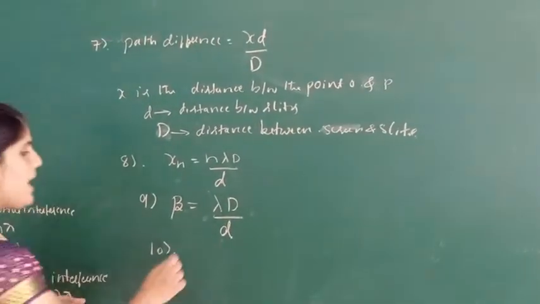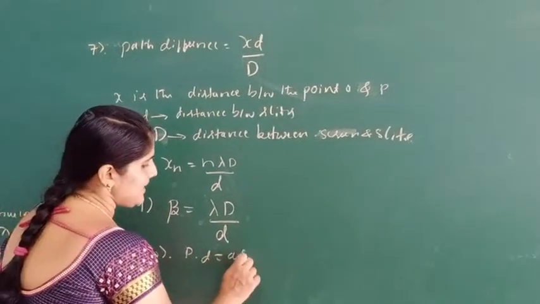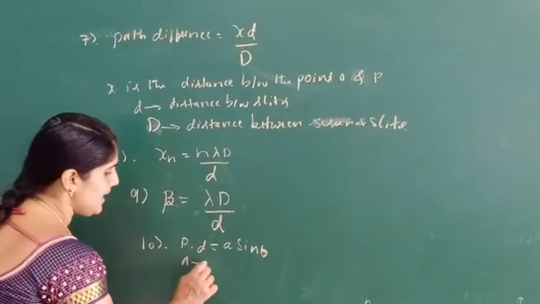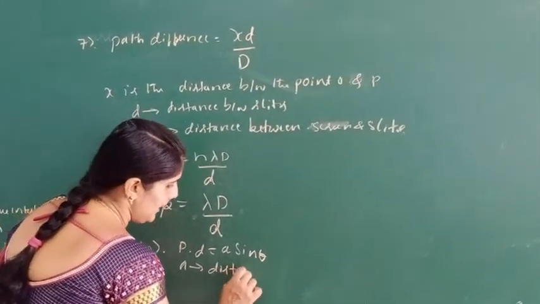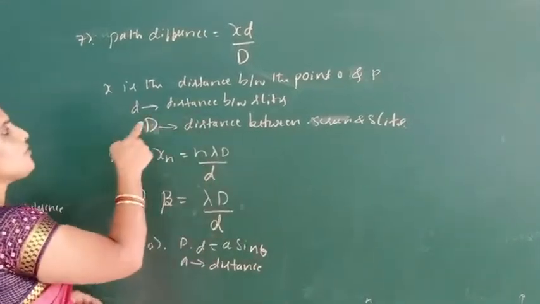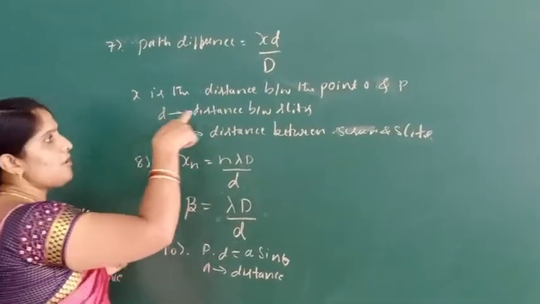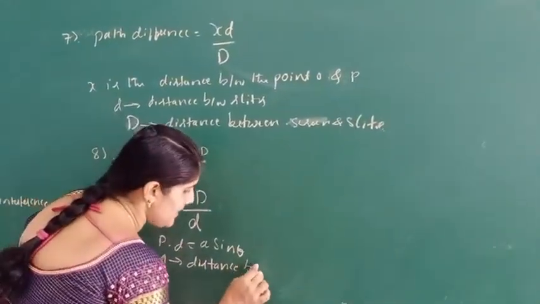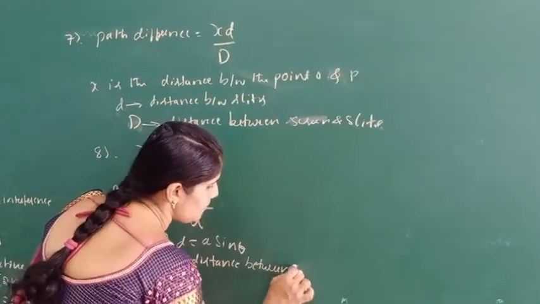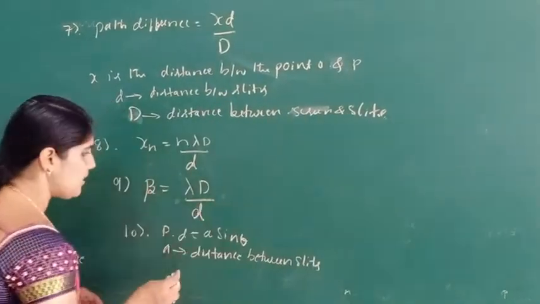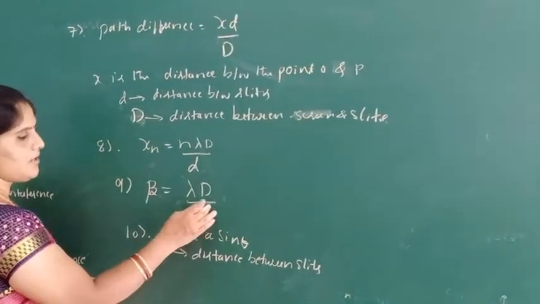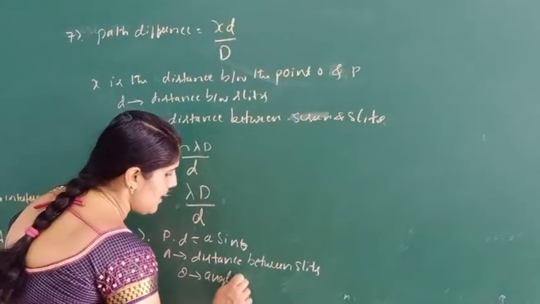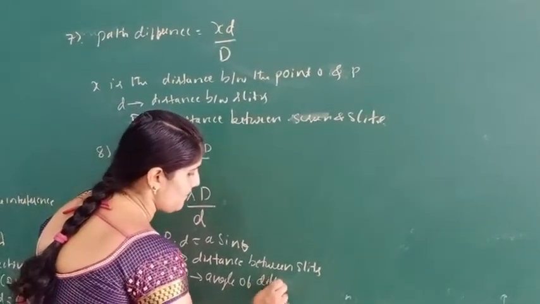diffraction pattern, path difference is equal to a sin theta. Here a is the distance between slits. In the first case, we have to use d for the distance between slits, but for diffraction we have to use a for the distance between two slits. Okay. And theta is the angle of diffraction.